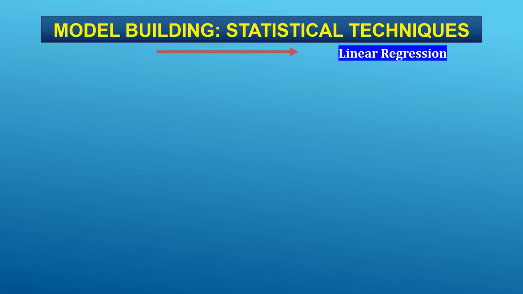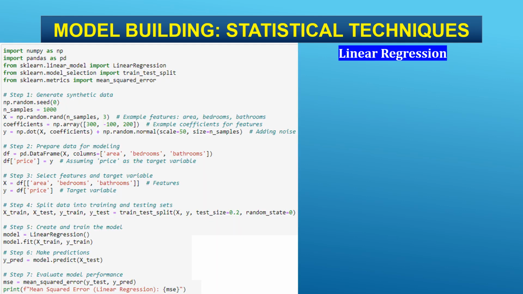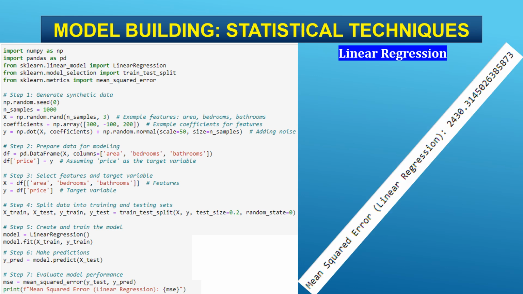Model building, statistical techniques: linear regression. Linear regression models the relationship between a dependent variable and independent variables using a linear equation. Example: predicting sales based on advertising spend and historical sales data. So we generate synthetic data.